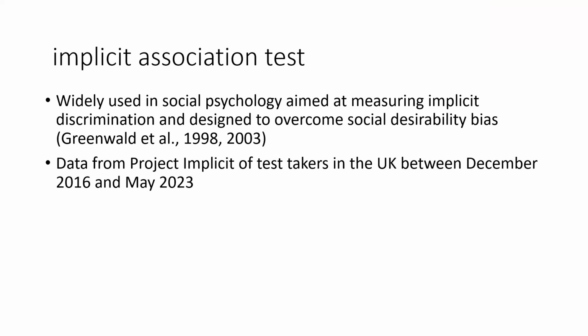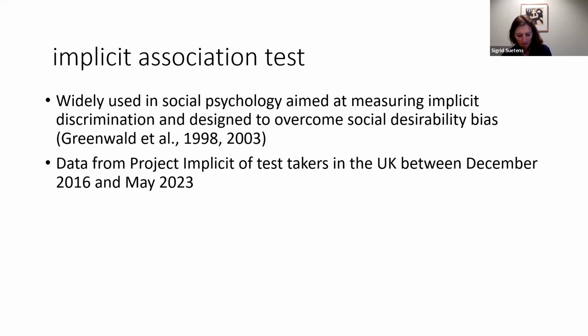Okay, thanks. So in the final few minutes, I also want to show you some quite remarkable effect that we found for the implicit association test. That is a test that is being widely used in social psychology, and it's aimed at measuring implicit discrimination. Initially it was designed to overcome social desirability bias.